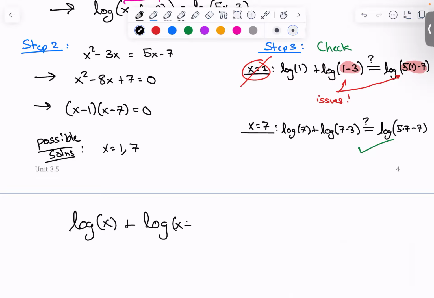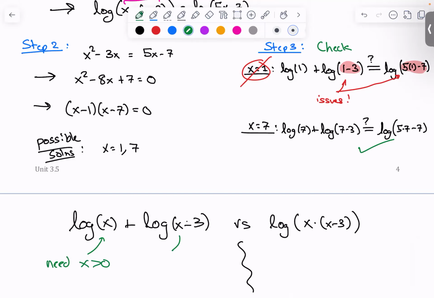x minus 3, right? Versus log of x times x minus 3. So, if you're thinking about these as functions, right? This function on the left, here you need x strictly greater than 0, and this means x needs to be strictly greater than 3. That's just by definition, right?